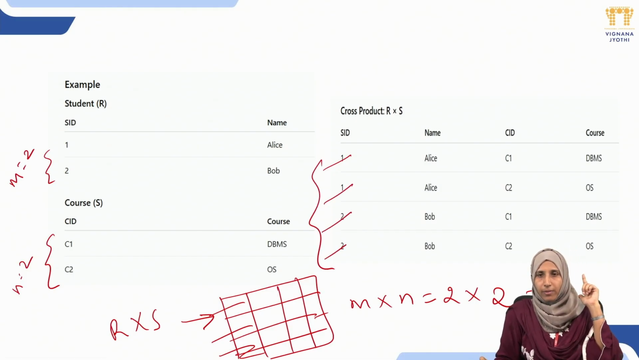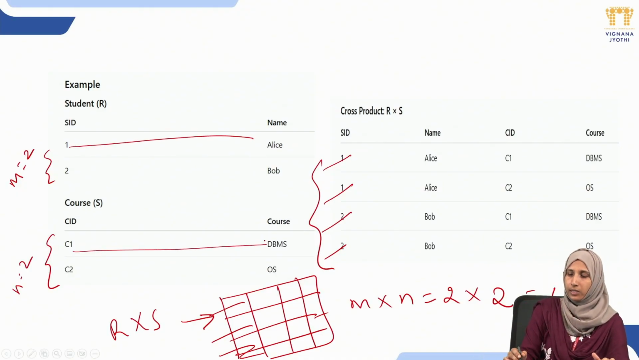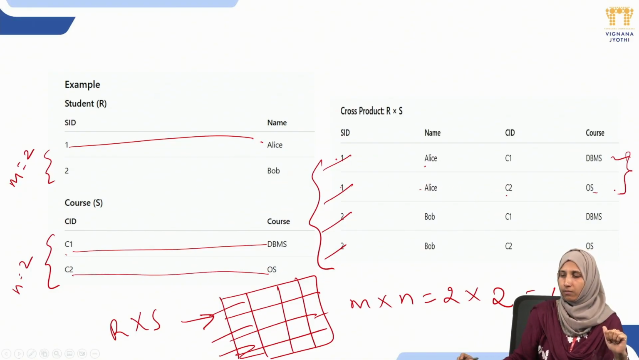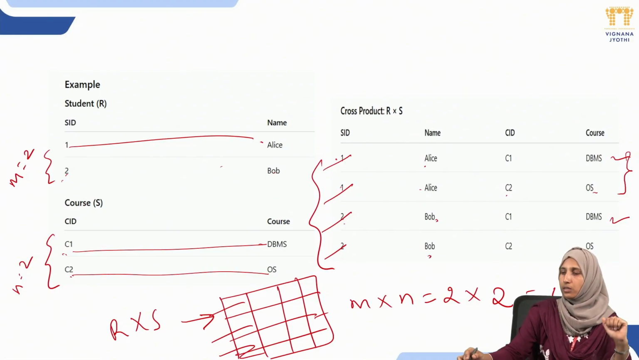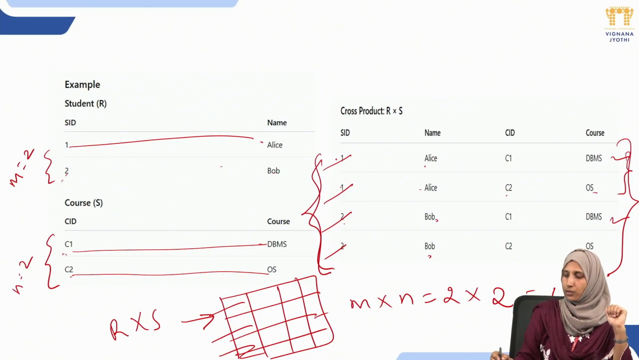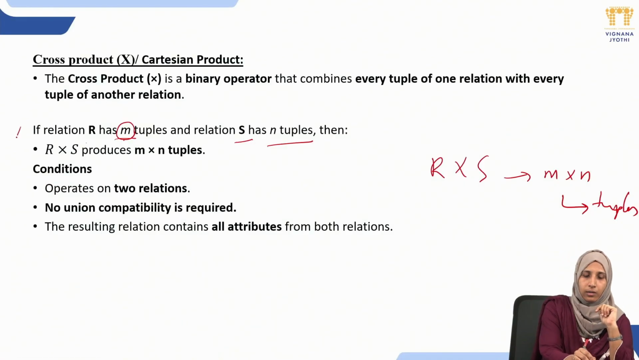You apply the basic concept of matrix multiplication. Here, the first row will be multiplied with the first row of your second table. That is 1 Alice C1 DBMS. Again, 1 Alice, multiply this with the second row of your second table, 1 Alice C2 OS. Next, the second row of your first table, 2 Bob, with the first row, C1 DBMS, and then the second row, C2 OS. This is how you get the cross product result. Remember this formula, m into n. So directly you can say how many rows or tuples to expect in the resultant table. Okay, this is about this point.